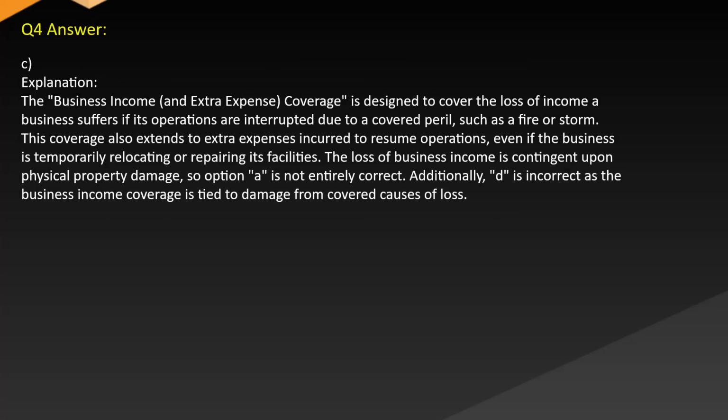Answer. C. Explanation. The business income and extra expense coverage is designed to cover the loss of income a business suffers if its operations are interrupted due to a covered peril such as a fire or storm. This coverage also extends to extra expenses incurred to resume operations, even if the business is temporarily relocating or repairing its facilities. The loss of business income is contingent upon physical property damage, so option B is not entirely correct. Additionally, D is incorrect as the business income coverage is tied to damage from covered causes of loss.